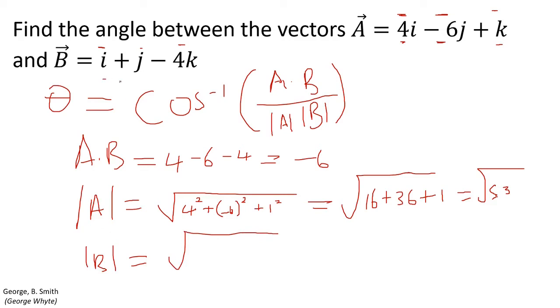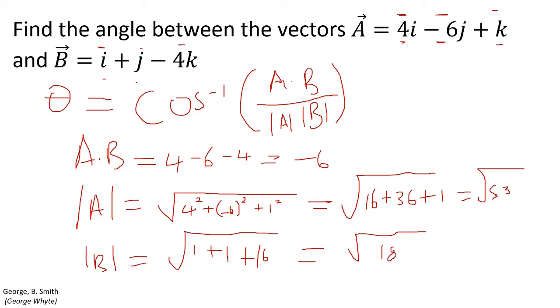So I have 1 square, which is 1, right? I have another 1 square, which is another 1. So 1 plus 1. Then I have minus 4 square. Minus 4 square will give us 16. So all of this is going to be under the square root. When you add them up, what you have is 18, square root of 18.